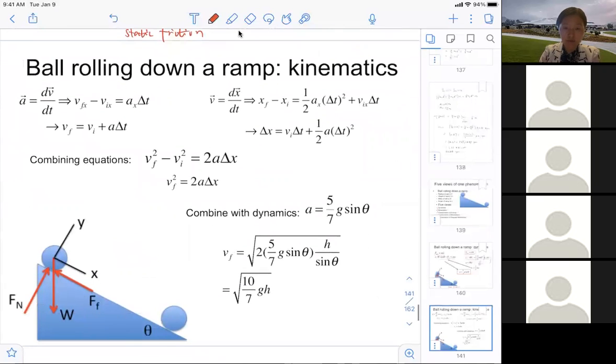Combine that with kinematics, and you can find how fast the ball is moving at the bottom of the ramp, simply using kinematics equations, right? This is constant acceleration, initial velocity is 0, and final velocity squared is equal to 2 times acceleration times the total distance it traveled along the ramp. So I plug in the acceleration I found, and the distance, which is h over sine theta, and I found the final velocity.